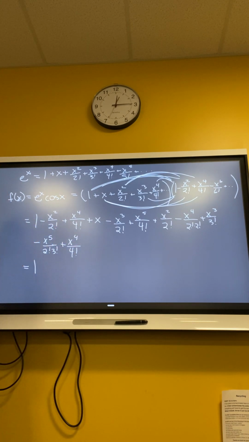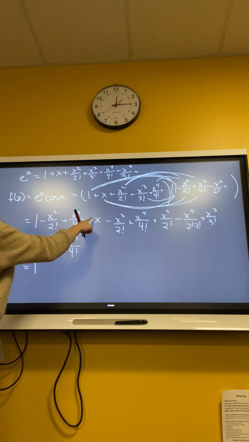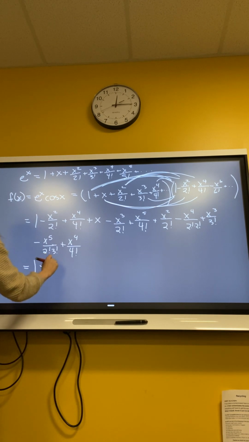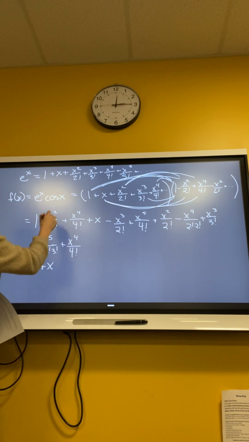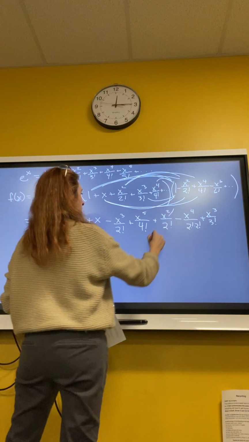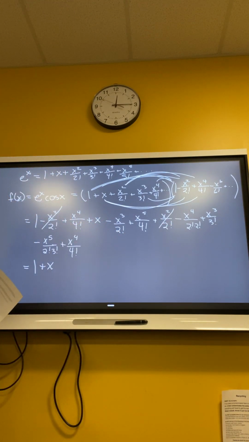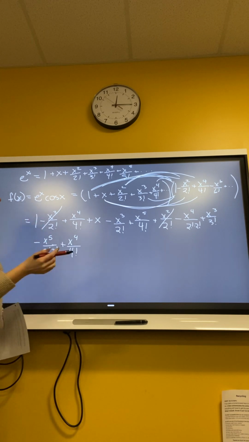First one is obviously going to be our constant. Now let's go through and see if we have an x. I have one x right here. That's the only one. And then the x squared over 2 factorial will cancel. Yes, x squared over 2 factorial is negative here and positive here, so that becomes 0, and I don't have any other x squareds. So now I'm going to x cubed.